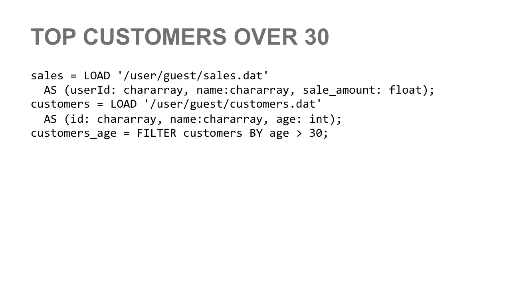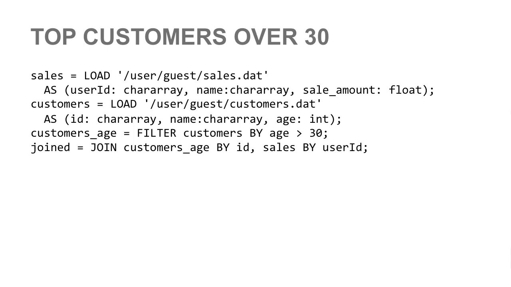The first thing that we are going to do is filter the customers who are over 30 years old. And you remember we said that doing projection early is one of the best practices because it will reduce the amount of data that we need to process. So in our example, we will first identify those customers who are over 30.